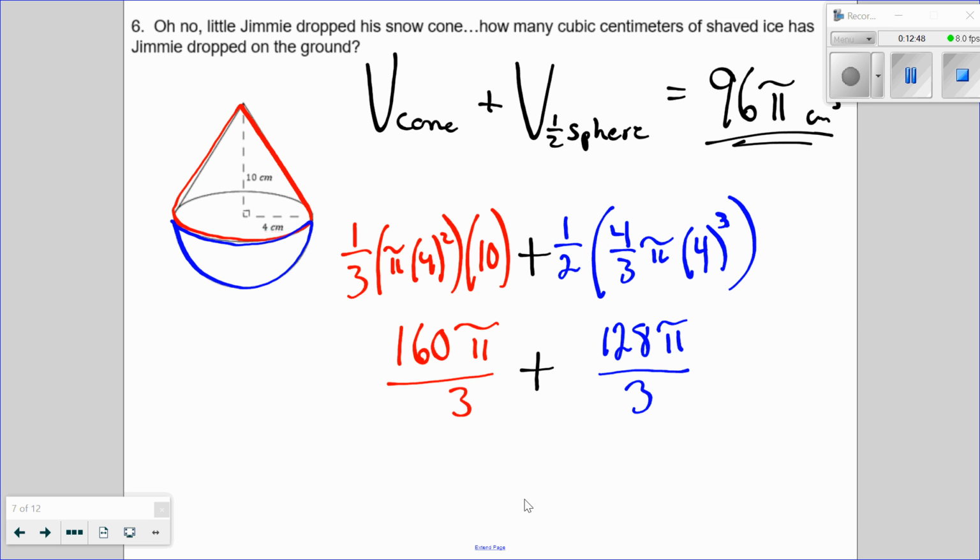If you calculated the decimal, it'd be 301.5929, the correct rounded answer to the 4th decimal place. And there's question number 6.